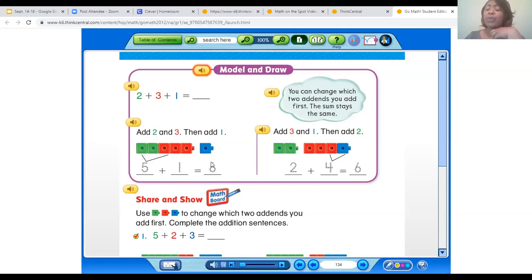All right, so let's show another way that we could do that. I could have just left the 2 green ones out, and I could have connected the red and the blue. So because they're together, that is 4. So it could be 2 plus 4 equals 6. All right, let's look at number 1.